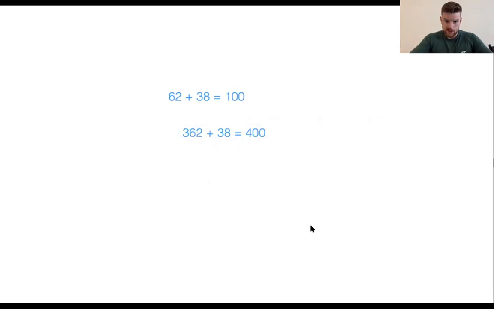Okay, so 62 plus 38 equals 100. 362 plus 38 equals 400.